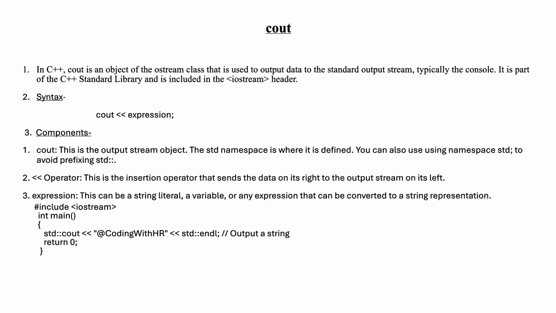Syntax: cout, insertion operator, expression, end with a semicolon. Components: first, cout. This is the output stream object. The std namespace is where it is defined. The cout object is defined under the std namespace. You can also use using namespace std to avoid the prefix std and the scope resolution operator.